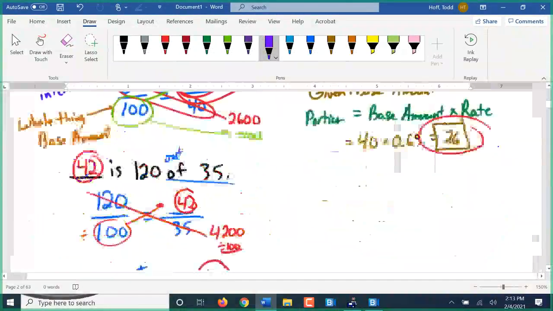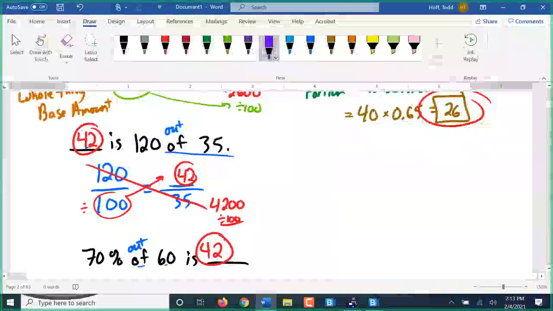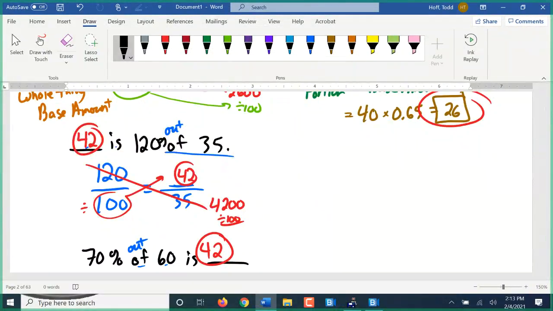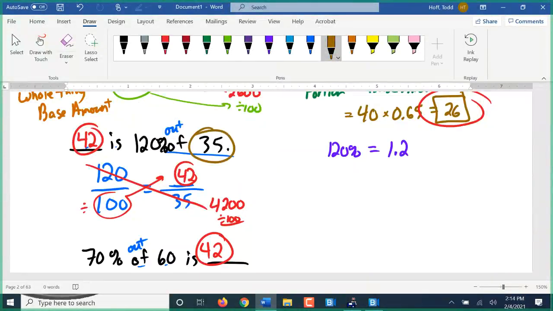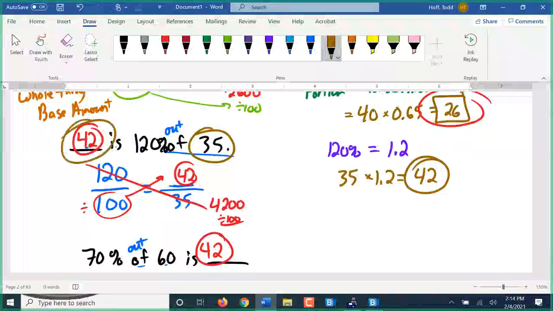The second problem, we have, forgot my percent sign here, 120%. So 120% as a rate. Remember, we're just converting it to a decimal to make it a rate. Move the decimal over 2 spots, that becomes 1.2 as a rate. Once again, the 35 that we're given is that base amount. So we take that base amount times our rate. 35 times 1.2 is 42, which is the answer we had over here.